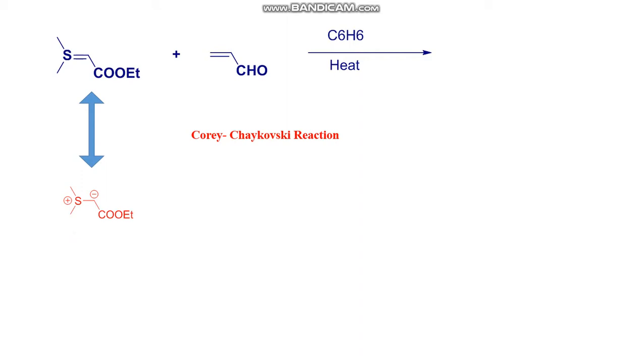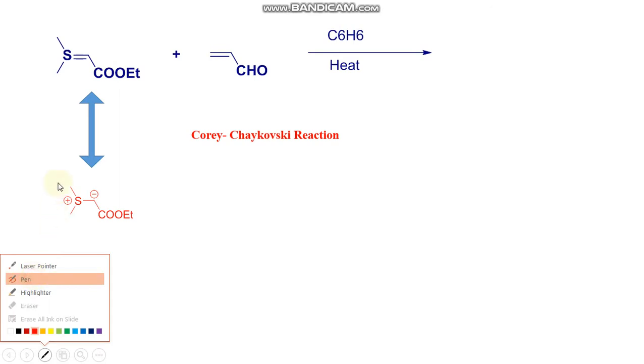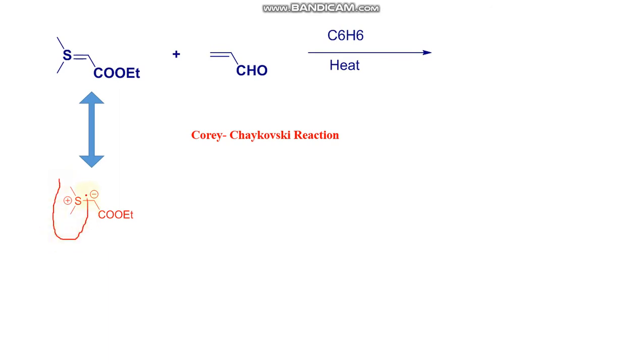Whatever the advantage, you can say sulfur has a positive charge. So obviously this part is now a good leaving group, S(CH3)2, a good leaving group. And this part is a good nucleophile, C minus, a good nucleophile. So obviously you can understand the reaction mechanism will go in some way. This sulfur will act as a leaving group and this carbon will act as a nucleophile.